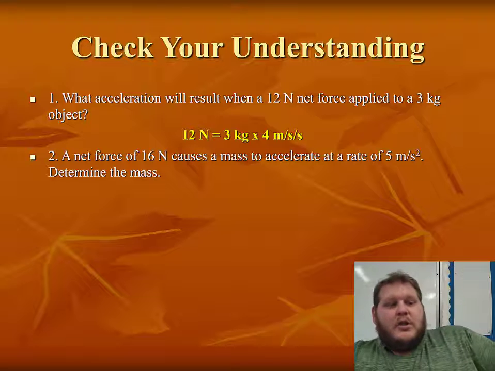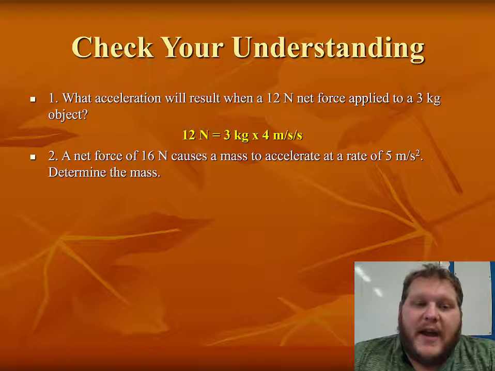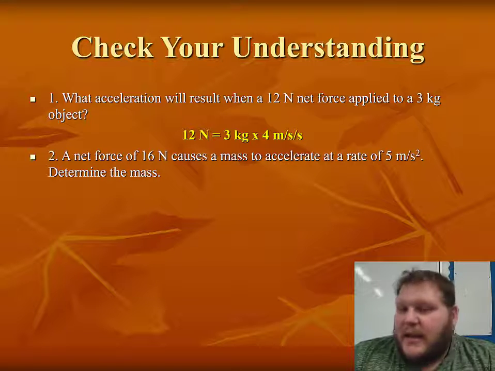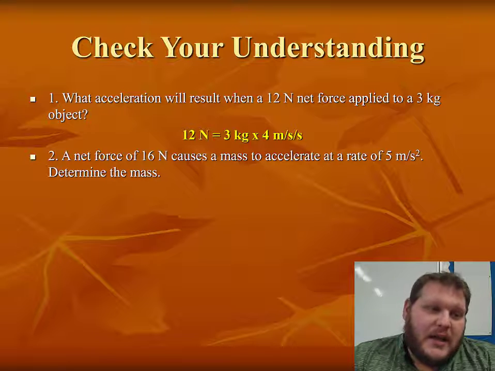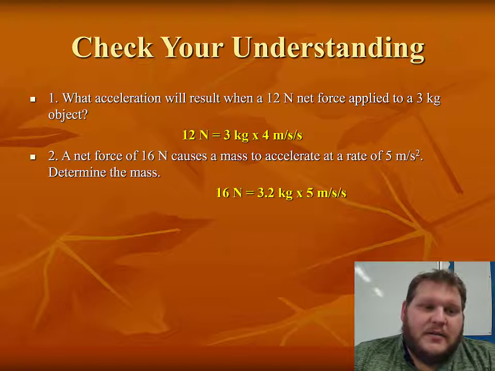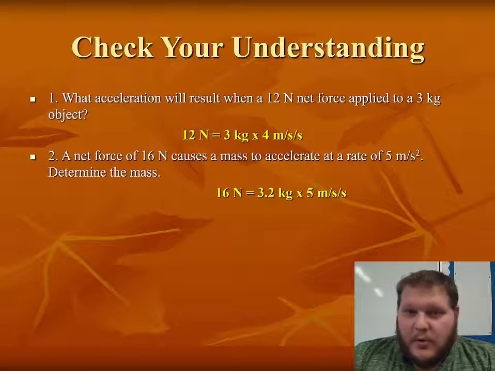A net force of 16 Newtons causes a mass to accelerate at a rate of 5 meters per second squared. Determine the mass. Again, F equals m a, so 16 equals m times 5. So we divide by 5 on both sides. 16 divided by 5 is 3.2.